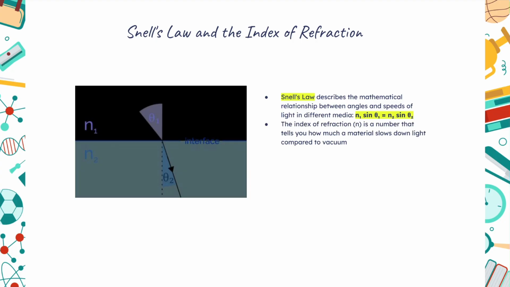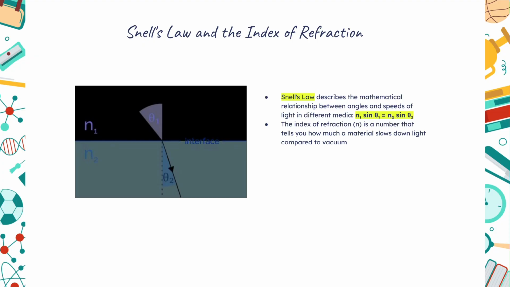And what the index of refraction refers to is a number that tells you how much light slows down compared to light in a vacuum. So we take light in a vacuum, which is about 3.00 times 10 to the 8 meters per second, and then we compare it to how fast light goes in this medium. The ratio of that gives us this N value.